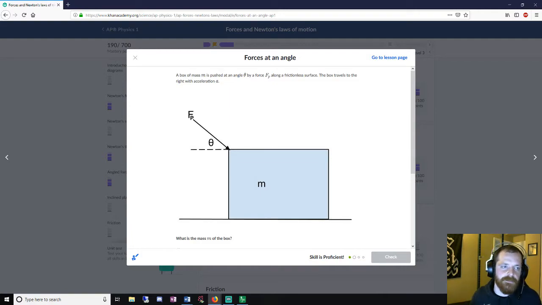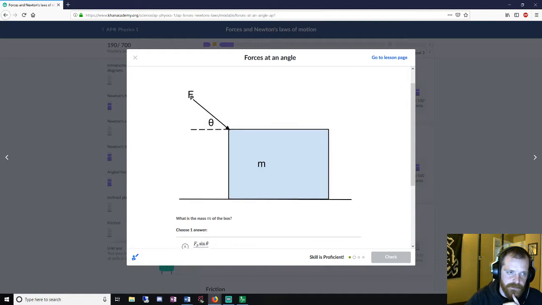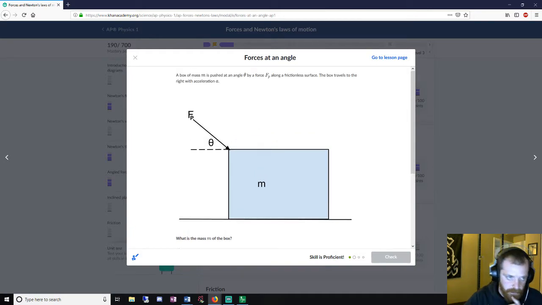All right, a box of mass m is pushed at an angle by force Fp along a frictionless surface. The box travels to the right with acceleration a. What is the mass of the box? Okay, so we know it's accelerating, and we know it doesn't have any friction. So we should be able to figure this one out as well. Let's go back to the notebook.